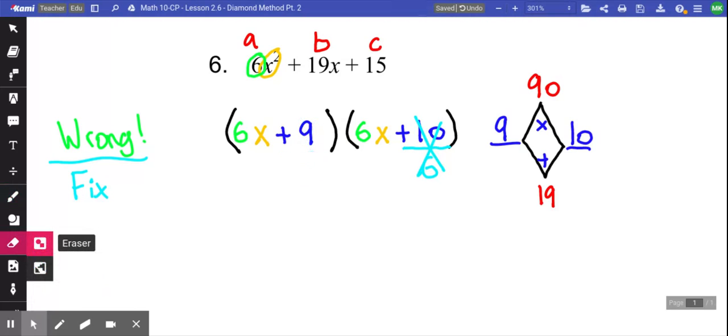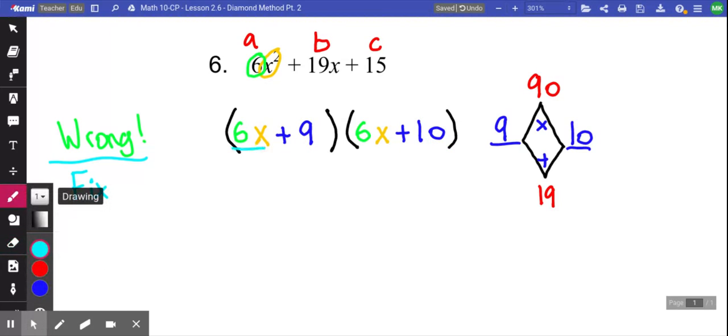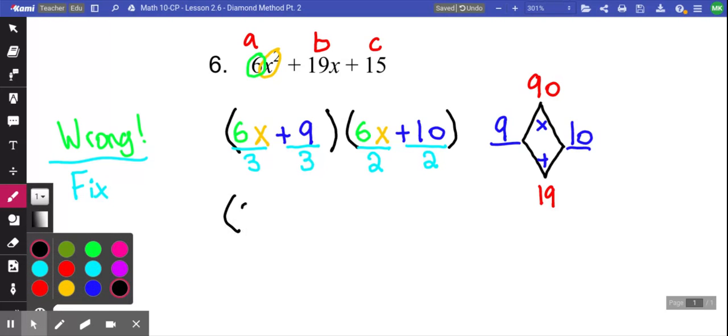So instead of dividing by 6, I need to divide by two numbers that multiply to be 6. One of those numbers comes out of the first binomial. The other number comes out of the second binomial. So two numbers that multiply to be 6 are 3 and 2. And you'll notice the first binomial does divide by 3. It leaves me with 2x plus 3. And the second binomial does divide by 2, leaving me with 3x plus 5.